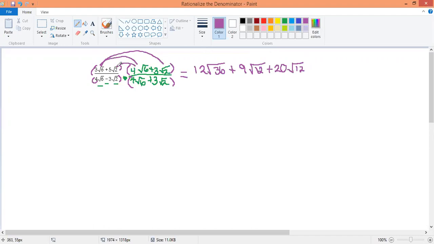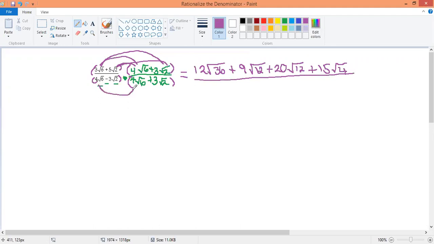And then the last term, which is 5 square root of 2 times 3 square root of 2. 5 times 3 is 15, so that's going to be plus 15. And then square root of 2 times square root of 2 is the square root of 4. All of that is going to be over. Now let's do our denominator.